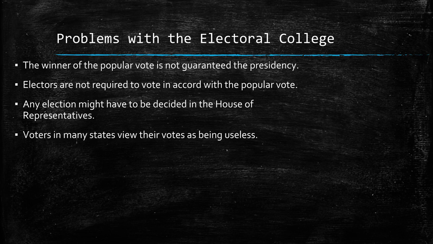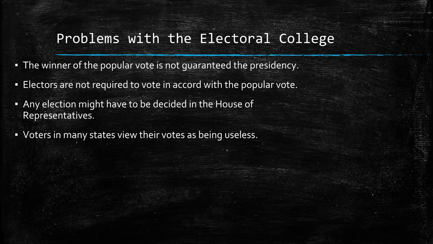Another problem with the Electoral College is that voters in many states view their votes as being worthless or useless. If you are a Democrat who lives in Texas, let's say, Texas has pretty consistently voted Republican the last few elections. Your vote doesn't really count in the presidential election because Texas is going to go to the Republican candidate. They're going to get all the Electoral College votes from that state, so it does not matter really how you vote. Same thing if you are a Republican voter in California, which has consistently gone Democratic.